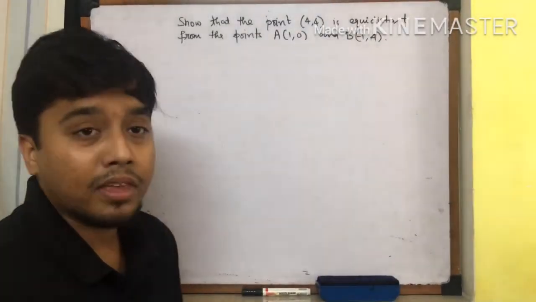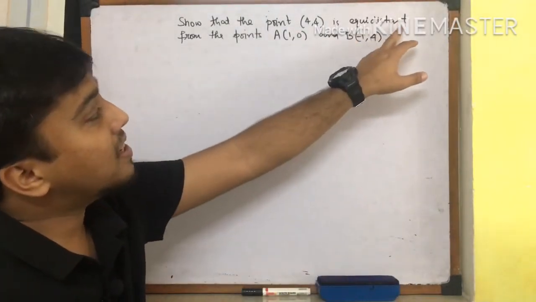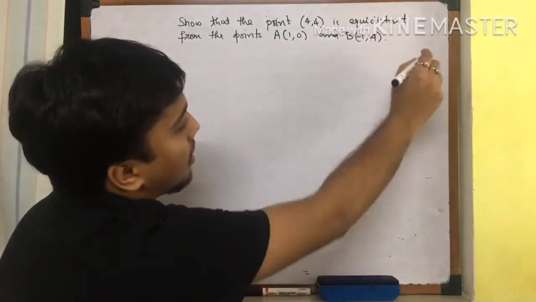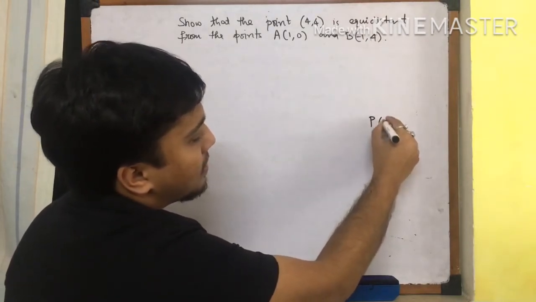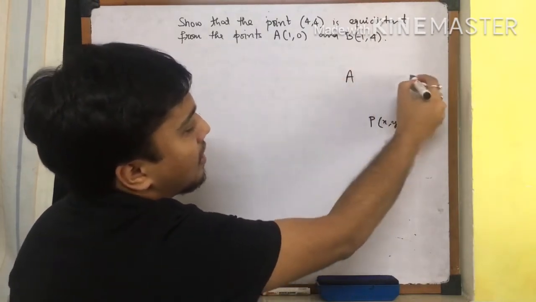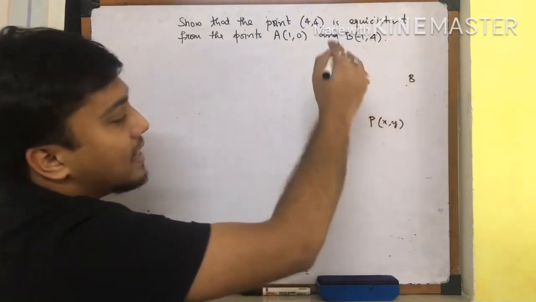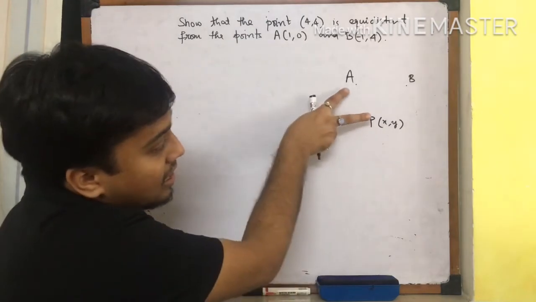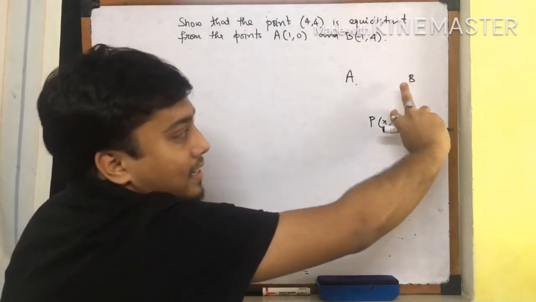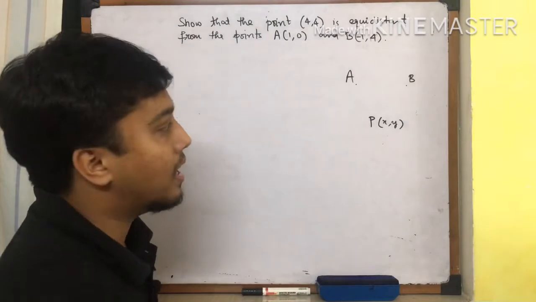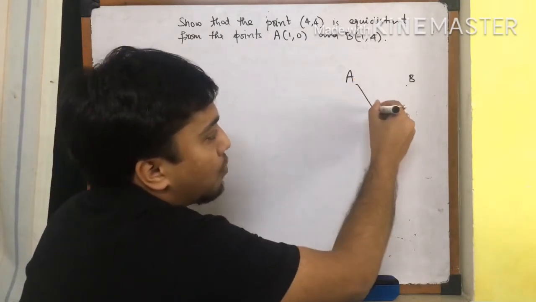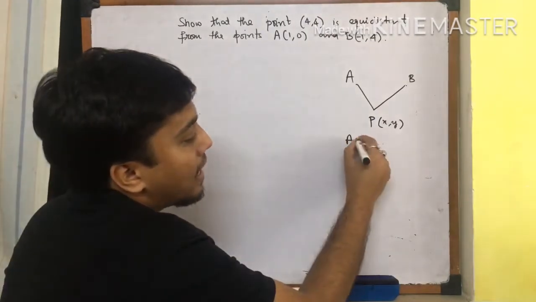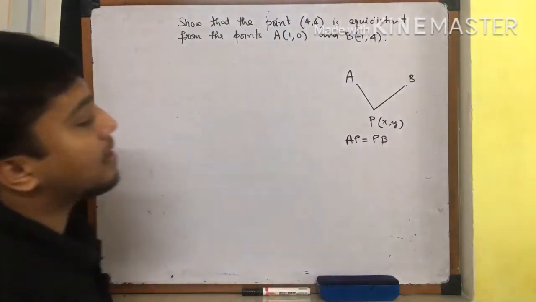Now in this sum, the word equidistant means equally distant. That is, if a point P(x, y) and A, B are the other 2 points, and it is said that these two are equidistant, that means the distance between A and P and the distance between B and P is equal. So if we want to prove that they are equidistant, we have to prove that AP is equal to PB.